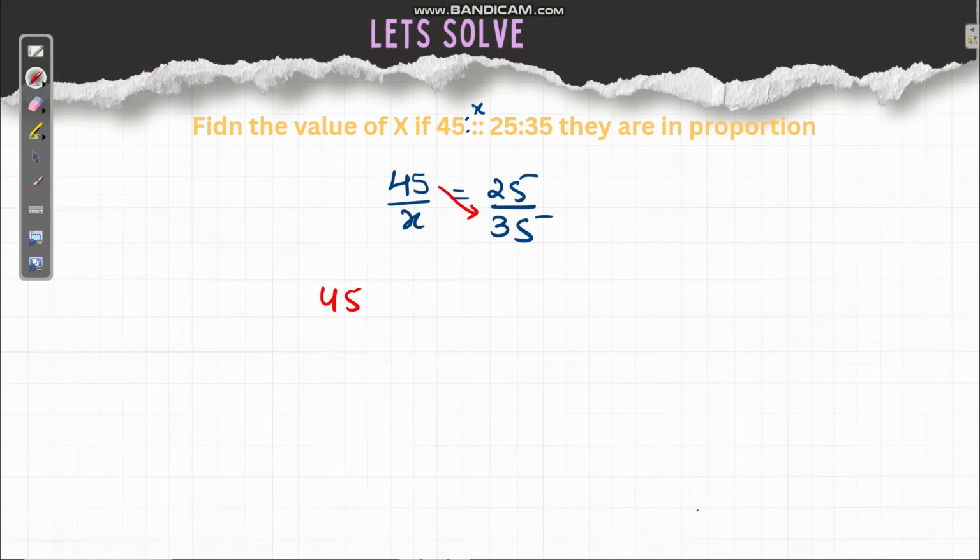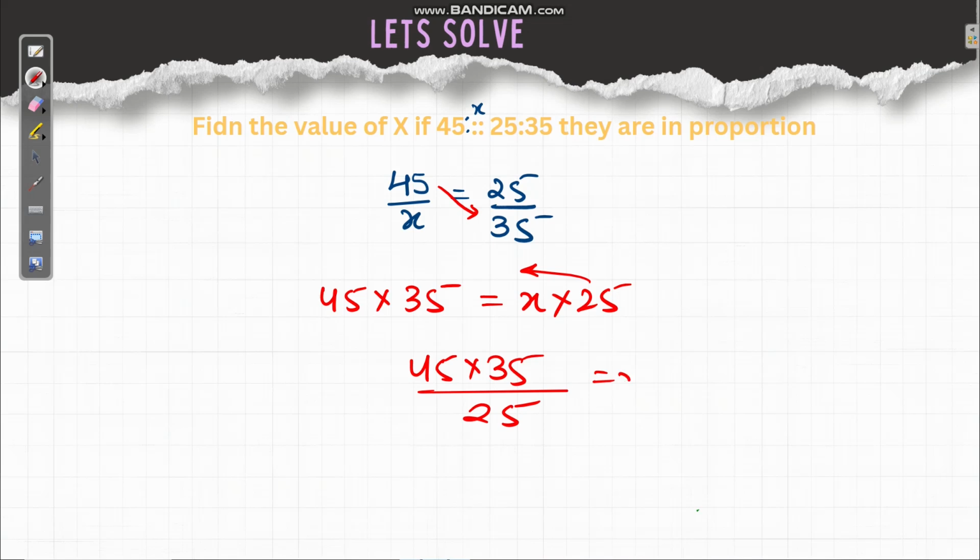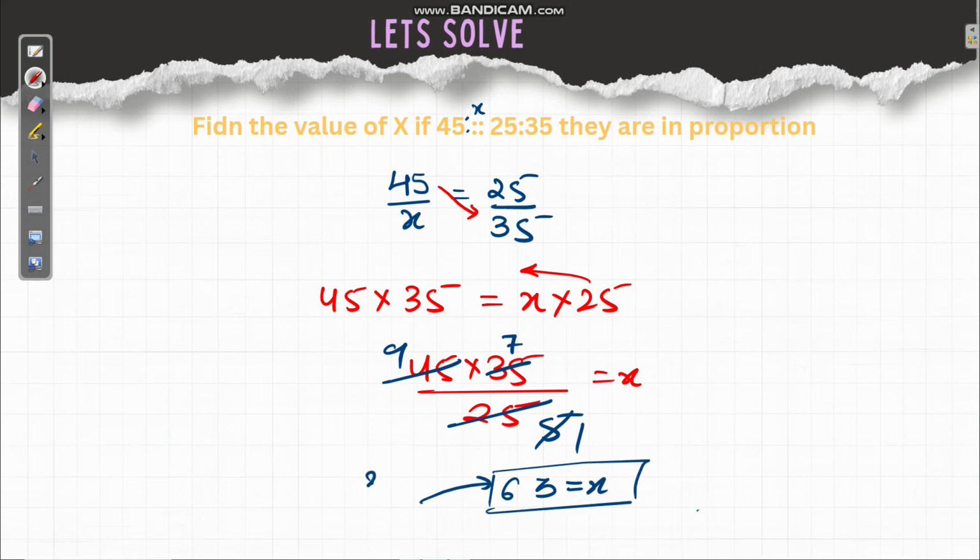So it's 45 into 35 is equal to x into 25. I want to find x, so take this 25 that side. So 45 into 35 upon 25 is equal to x. Now let's cancel out whatever we can. If you cancel, let's take 5. 5 5s are 25, 5 9s are 45, 5 7s are 35. What is remaining in the numerator is 9 7s are 63. 63 is your answer, and that is our second term.